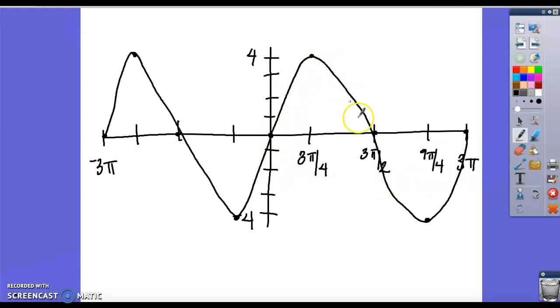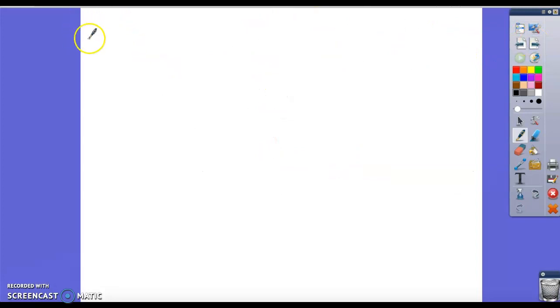You can see that one full period is 3 pi units long. The frequency tells us that in one interval length of 3 pi, you're going to complete a full cycle. Let's look at another one.